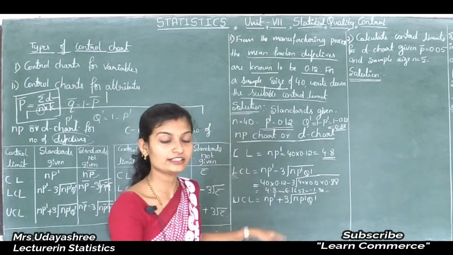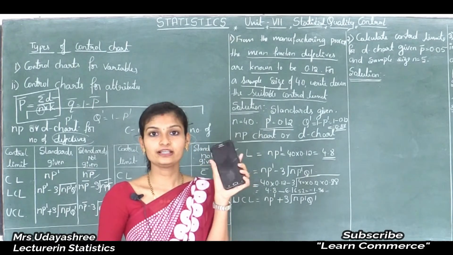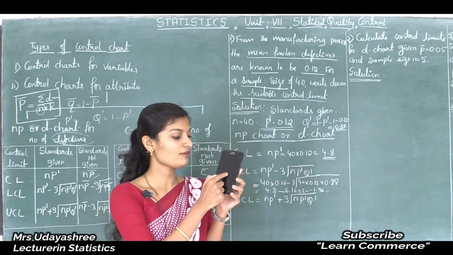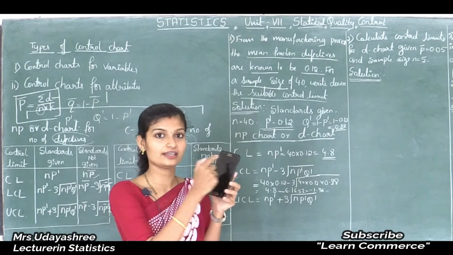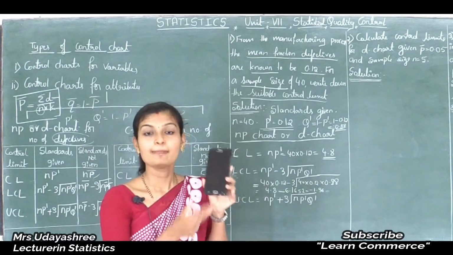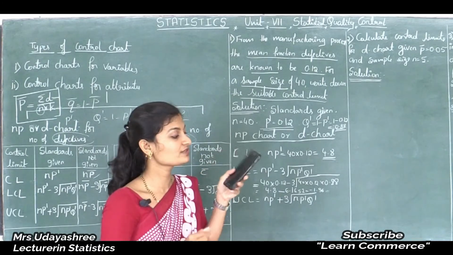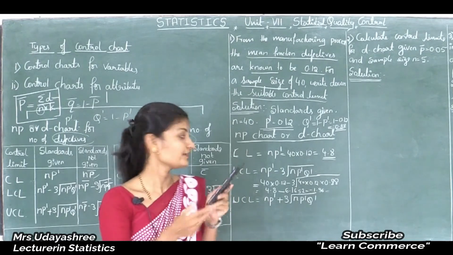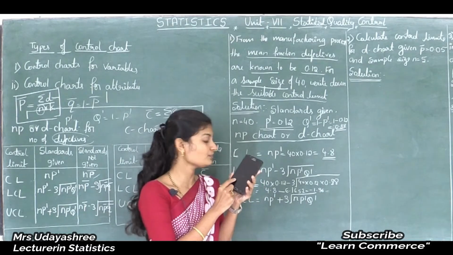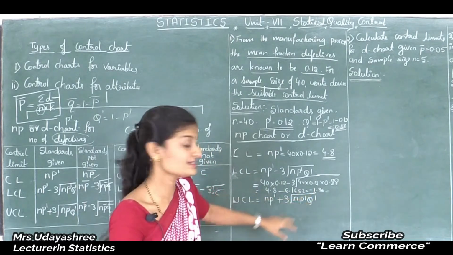So, why are negative values not considered here? See, for example, in my phone, if there are any scratches, I can say 1 scratch is there, 2 scratches are there, 3 scratches, 4 scratches, like this. But I can't say minus 1 scratch is there, minus 2 scratches, minus 3 scratches, or minus 1.3 scratches. Can I say like that? No, right? Therefore, here negative values are considered as 0.